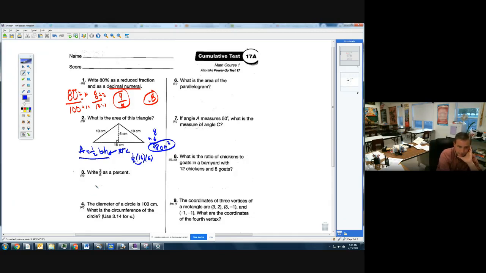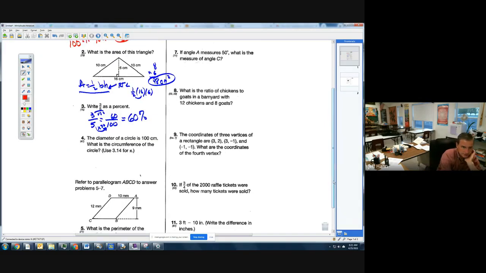3/5 as a percent. Remember, percent means out of 100. So if I can change my fraction so that it has 100 on the bottom, I will know my percent. So to go from 5 to 100, you multiply by 20. You multiply 3 by 20, you get 60. 60 hundredths is 60%.